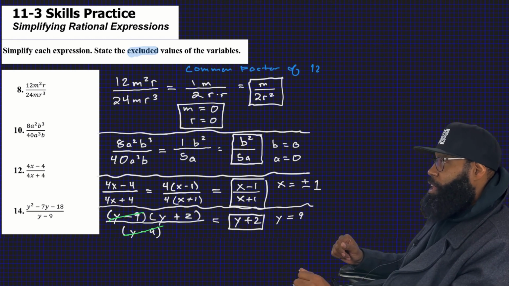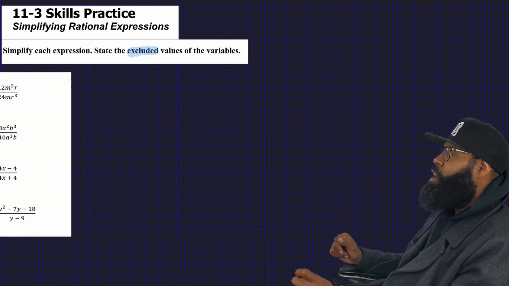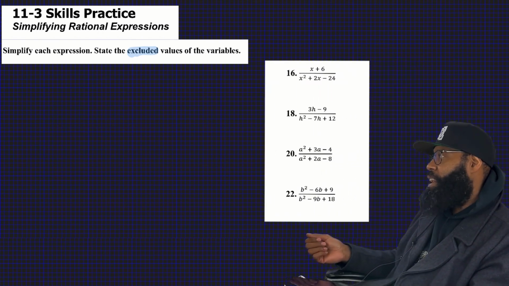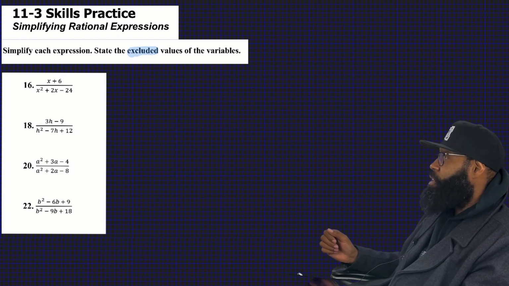The skill we're working on today is simplifying the rational expression. Your binomial y minus 9 cancels with the binomial in the denominator, y minus 9. And yeah. So that's what I'm talking about.